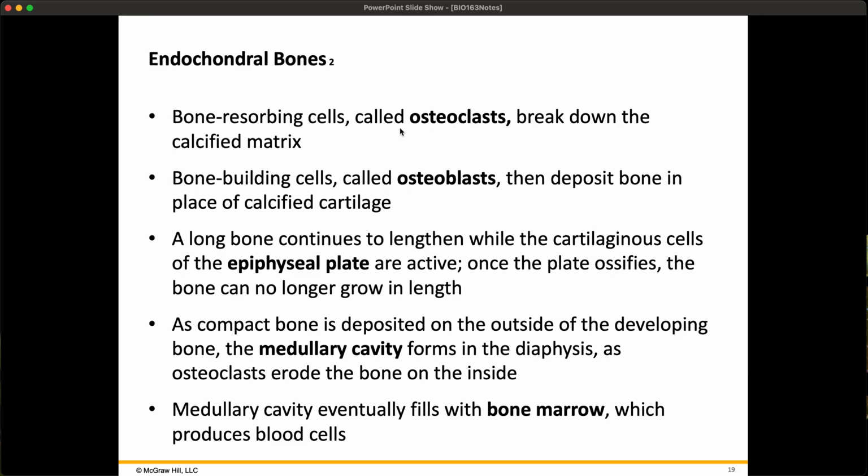Sorry, I think I was jumping ahead of myself. The clasts are also breaking down your calcium. Yeah, sorry, I did say that. I read it weird and my brain jumped around a little bit.